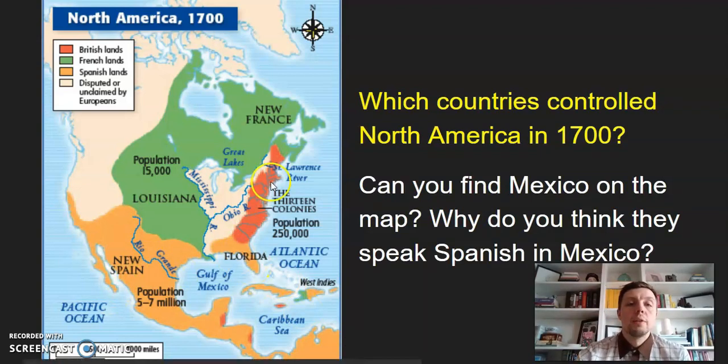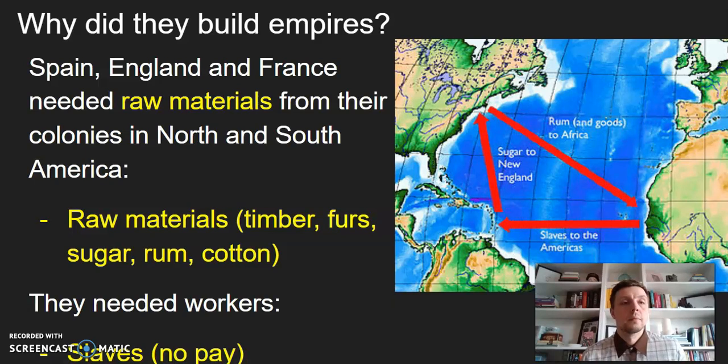Think about today, what legacies these have left behind. For example, if you've been to Quebec, you might know that they speak French. If you've been to Mexico or anywhere in Central America, they speak Spanish. Well, why is that? Well, Spain was able to control and build a colony in Mexico.